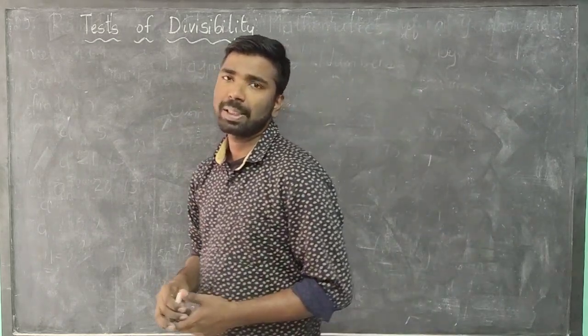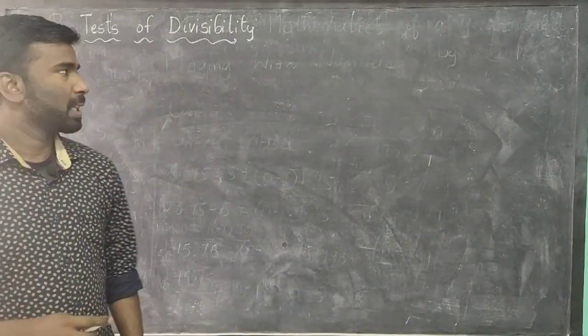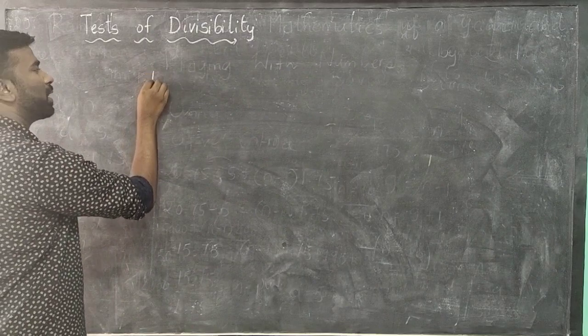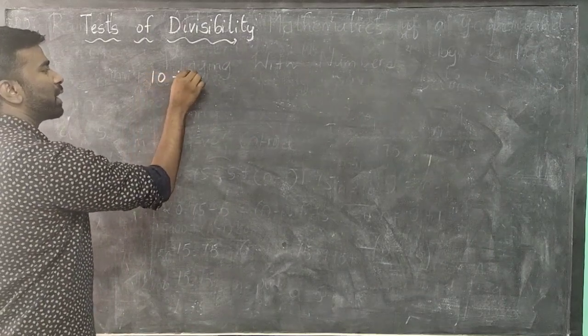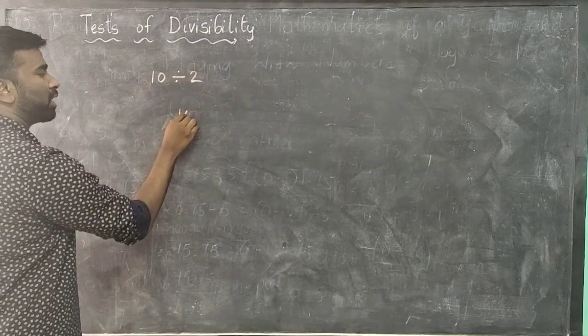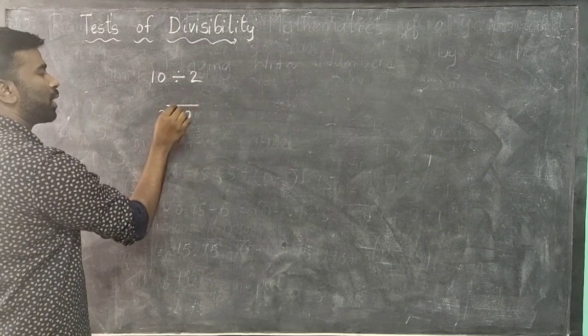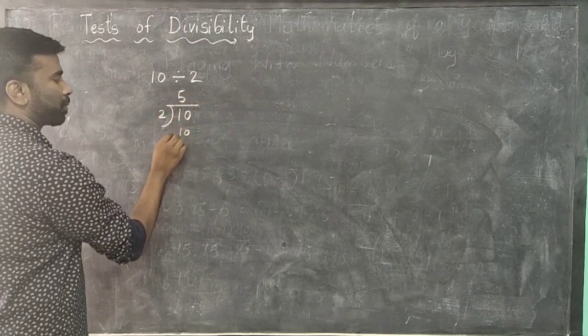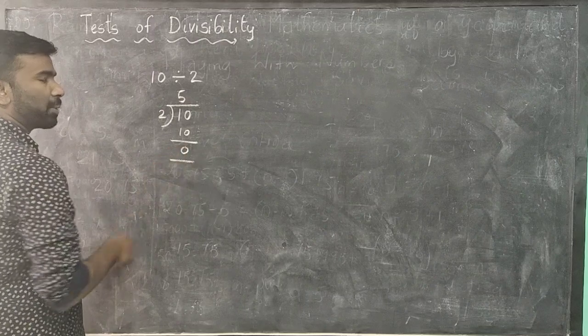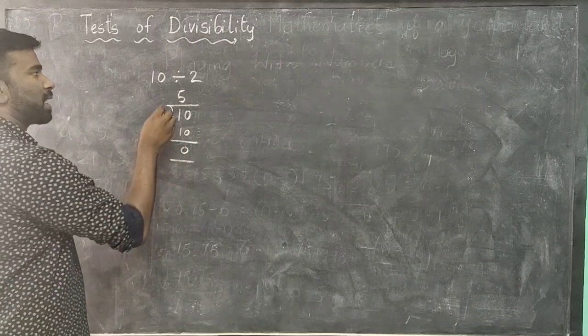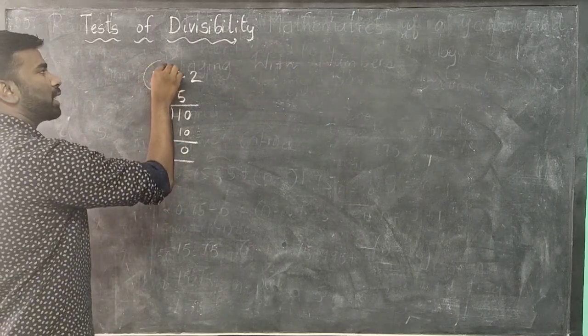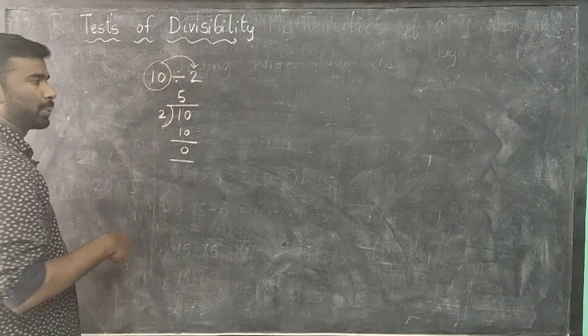What do you mean by a divisibility test? Consider the number 10 which is divided by 2. Now divide 10 by 2: 2 fives are 10. That means we are getting the remainder 0. We can say that 10 is completely divisible by 2.